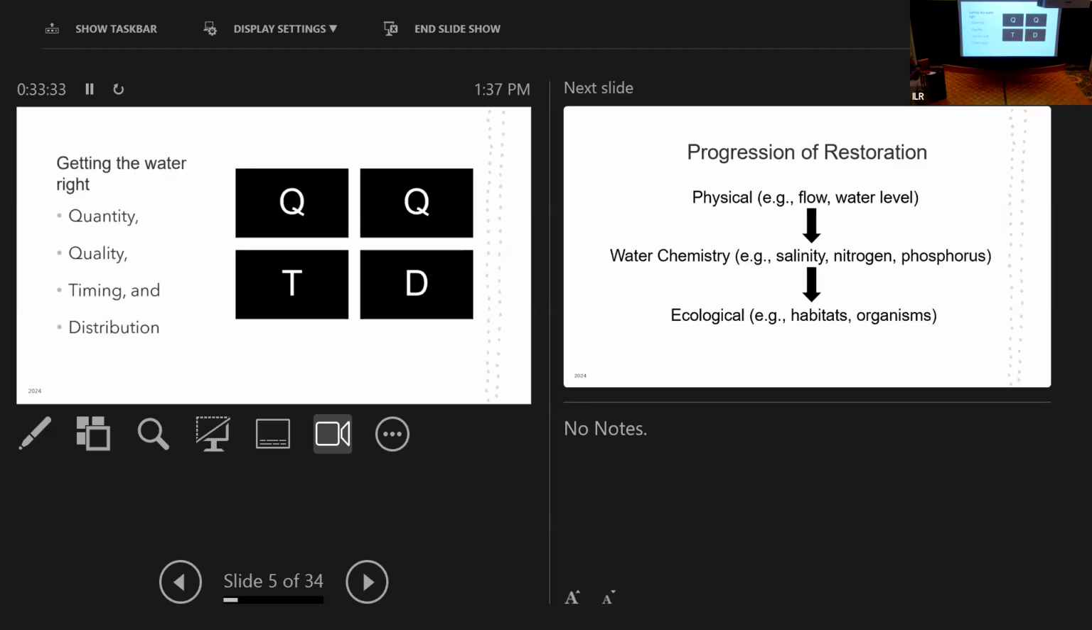So the watchwords of Everglades restoration were getting the water right. And that's QQTD: quantity, quality, timing, and distribution. I heard that so many times.